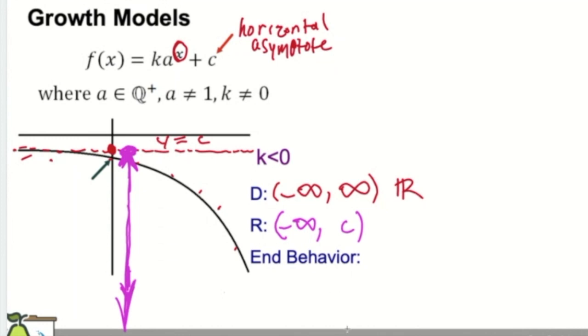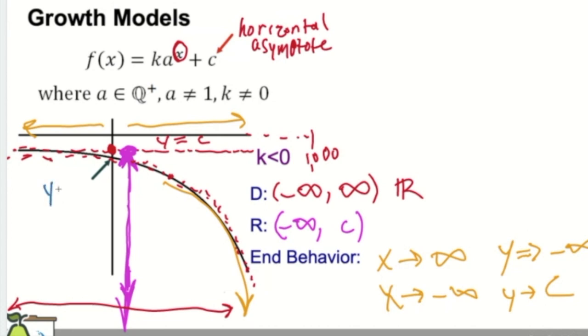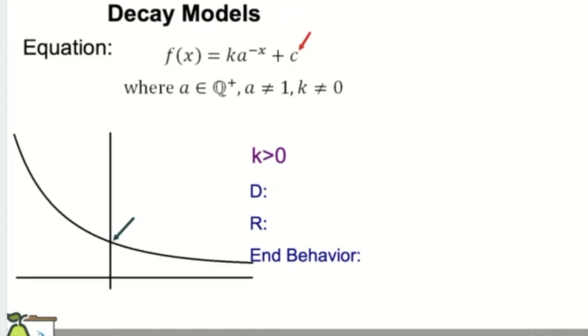For my end behavior, as x goes to positive infinity, we're going this way. Oh, look, my graph is going down like that. That means y is going down to negative infinity. And then as x goes the other way, negative infinity, this way, you see that? Now y is approaching C. So it's the same thing as the other one, except now they're flipped because it's going down. And also last thing, y-intercept. This never changes, k plus C.